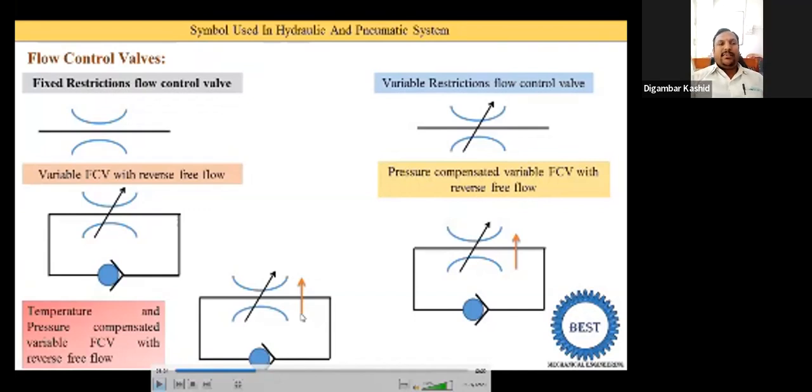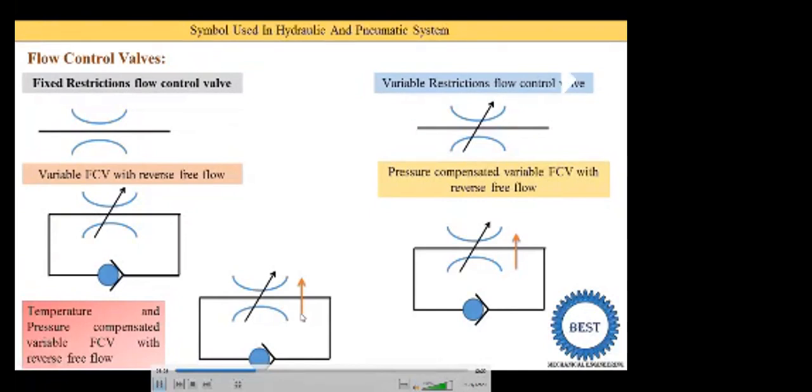Whatever symbols of flow control or any controls there are, all these symbols are common to both hydraulic systems or circuits as well as pneumatic systems. So please remember this point. The upward arrow indicates pressure compensation. For temperature compensation, we draw one downward arrow.